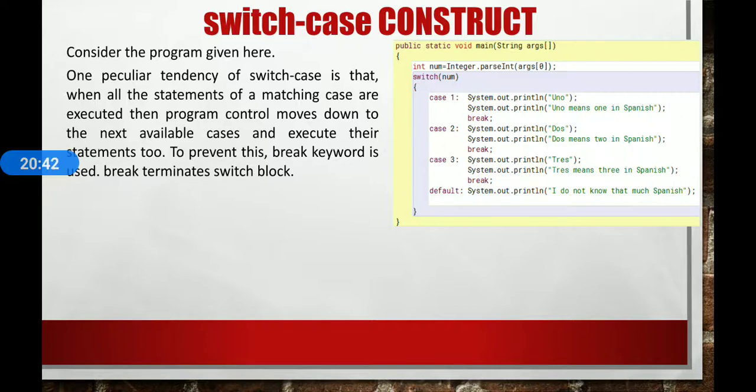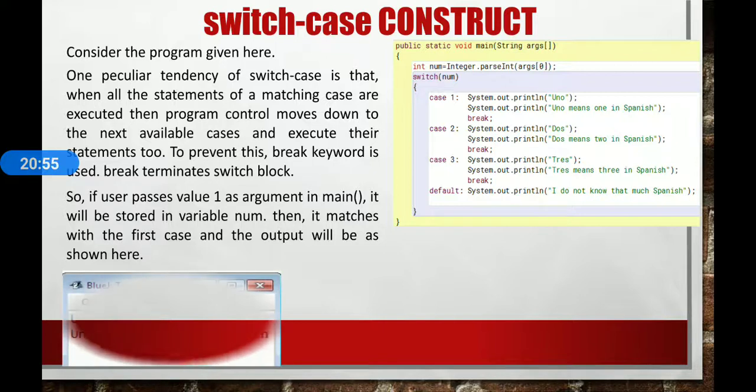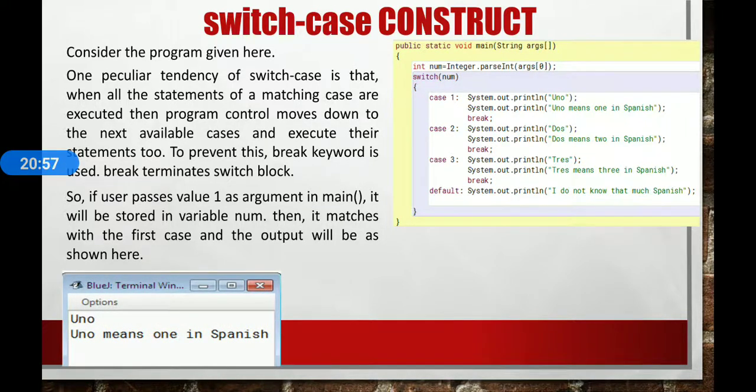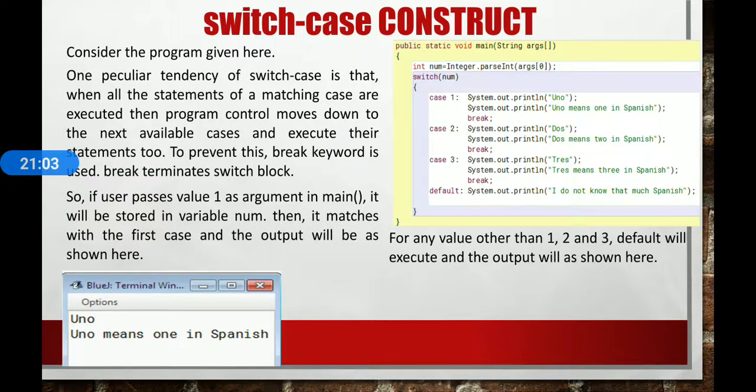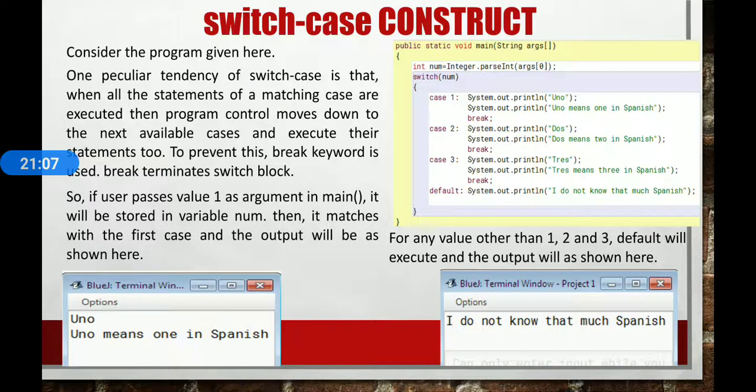So if the user passes value 1 as an argument to main, it will be stored in the variable num, then it matches the first case and the output will be shown here, which means 1 in Spanish. For any values other than 1, 2, 3, default will be executed and the output is "I don't know that much Spanish".